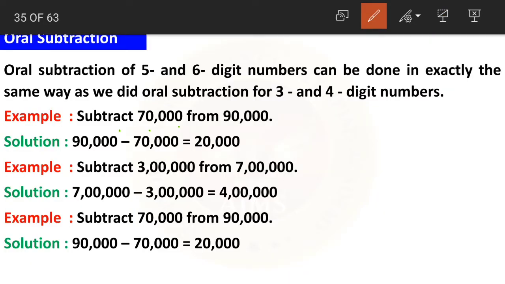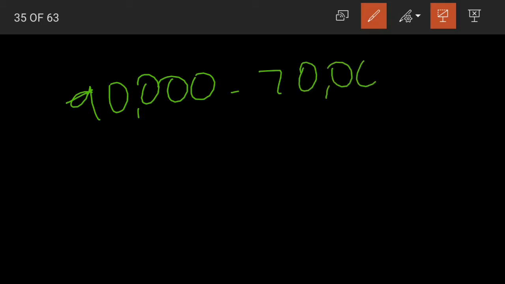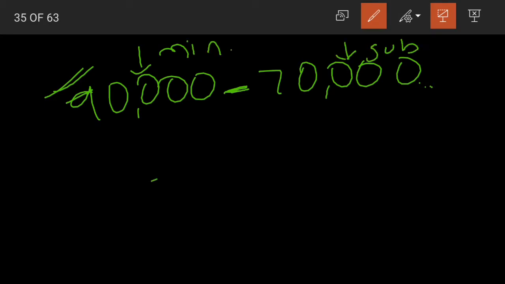Subtract 70,000 from 90,000. See, here we should be careful children. The bigger number should be written first and the smaller number should be written second. Yes, in subtraction. What is this bigger number called? It is called as the minuend and the smaller number is called as the subtrahend.